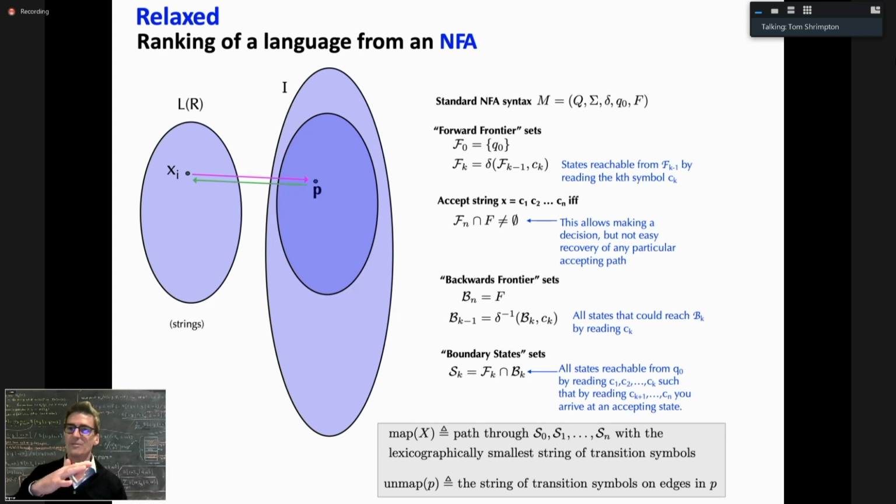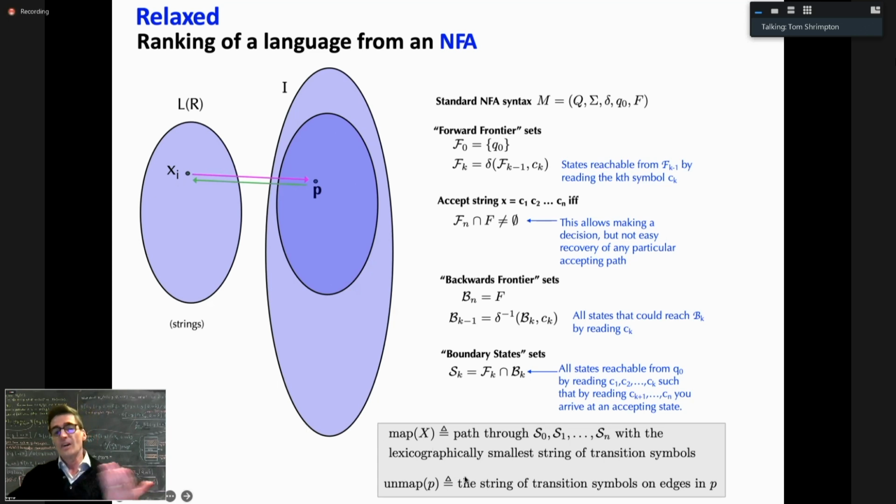And we're back in the game of having a one-to-one correspondence between strings in the language and paths. So we're going to assert that the mapping, this magenta colored arrow here, is determined by the path through these boundary states, forward intersect backwards, first at the zeroth time, at the first time, and so on. The path through these states with the lexicographically smallest string if you read the symbols on the edges. That's going to be map. That's how we're going to find our canonical representative of all paths for a particular string.